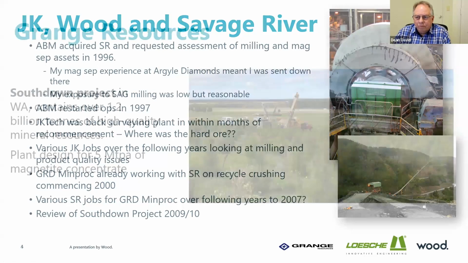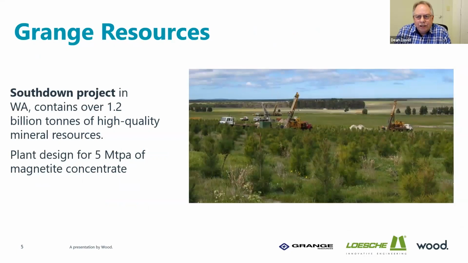So what is Southdown? It's in Western Australia. It's a big magnetite deposit. And at the moment, we've got a plant designed for 5 million tonnes per annum of magnetite concentrate, and it's sitting in basically farmland in Western Australia.